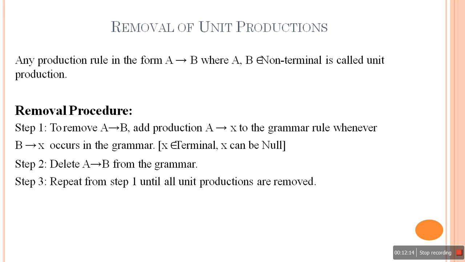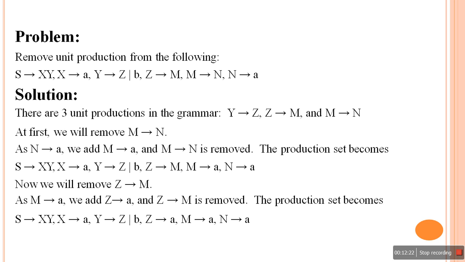Step 2, delete A → B from the grammar, and step 3, repeat from step 1 until all unit productions are removed. Now we will take an example. Remove unit productions from the following. Here are the production rules given.